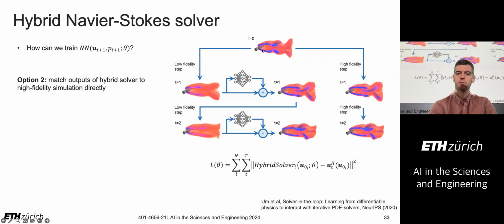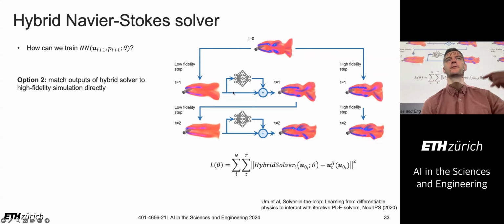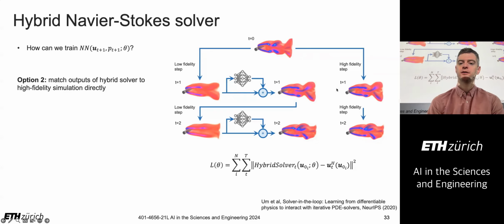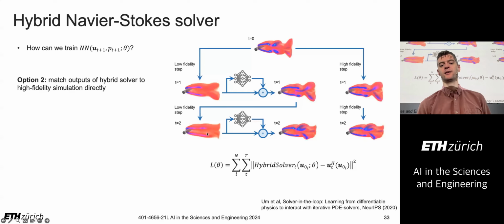So we start with some initial time step here. We carry out again a low fidelity step and a high fidelity step, and we then pass our low fidelity step through the neural network to get our neural network's prediction. But then we don't just match the prediction at the first time step to the high fidelity simulation. What we do is we just carry on simulating. We do another time step and we do a low fidelity step and then do the neural network correction on top, just as I described before. And again, we do a high fidelity step to match to.